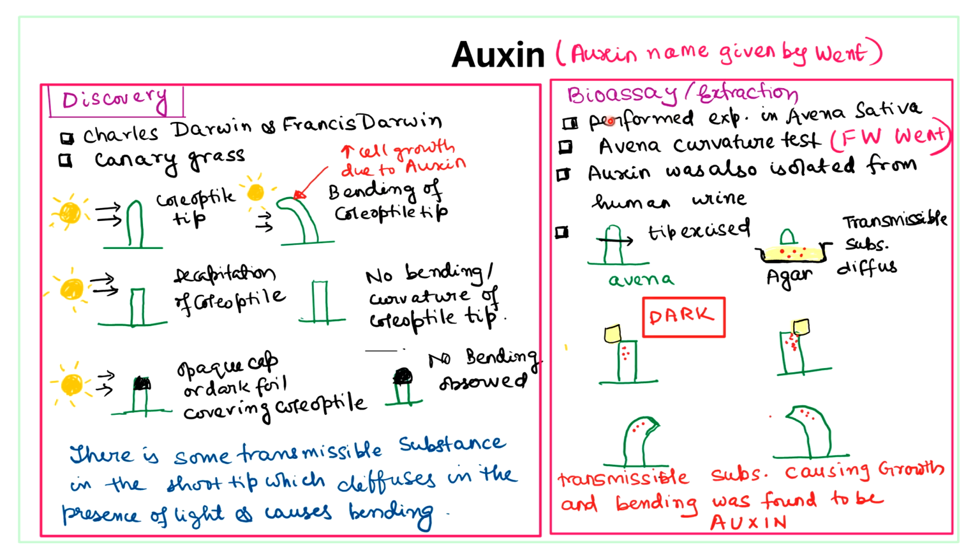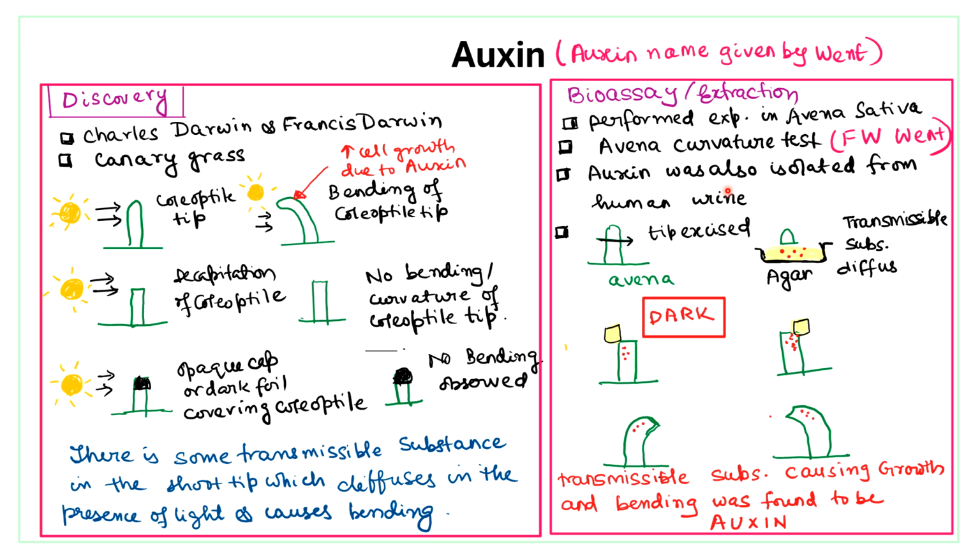Now the bioassay or the extraction part, coming to that for auxin, it was performed in Avena sativa. Okay, so extraction of auxin, the discovery of auxin was done by Darwin, but the extraction of it was done by F.W. Wendt, and he took oats or the Avena sativa for his experimental purpose. Okay, oats or Avena sativa.